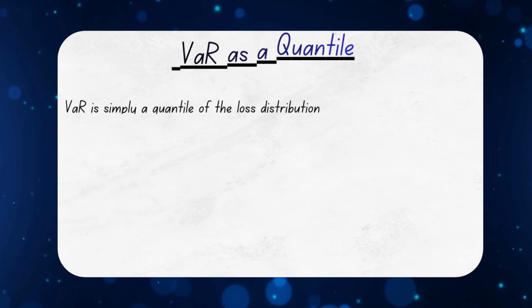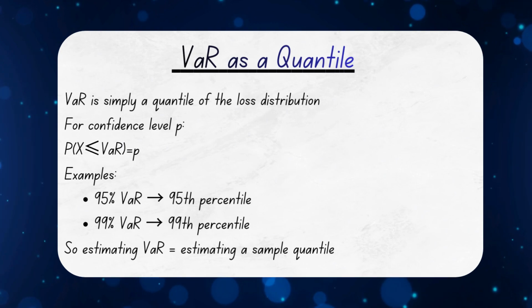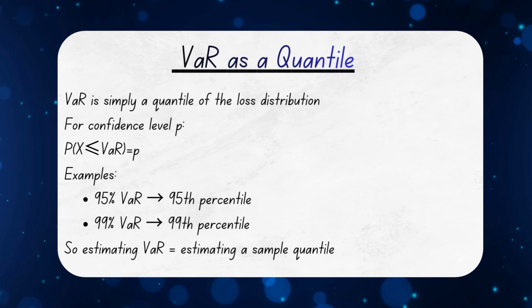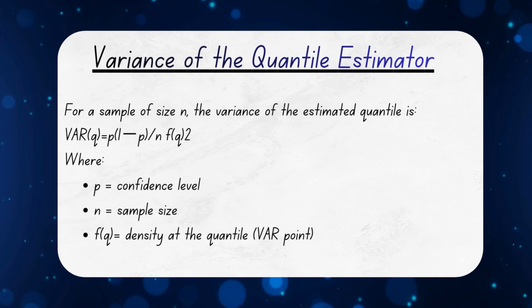Now remember, VaR is simply a quantile of the loss distribution. A 95% VaR just means the 95th percentile. In other words, 95% of losses are smaller than this number. So when we estimate VaR from data, we are really estimating a sample quantile. And like any statistic calculated from a sample, this quantile has variability. It moves around from sample to sample.